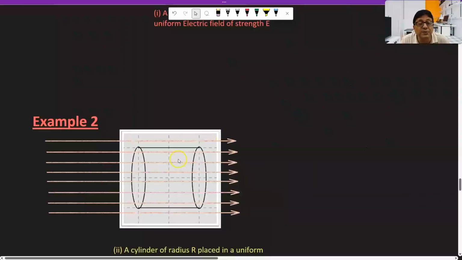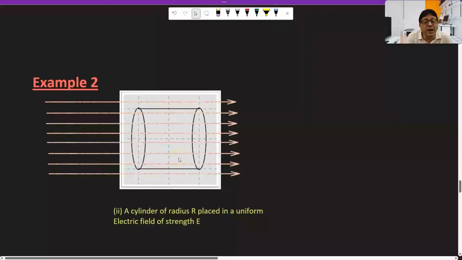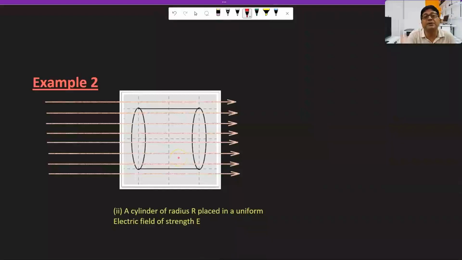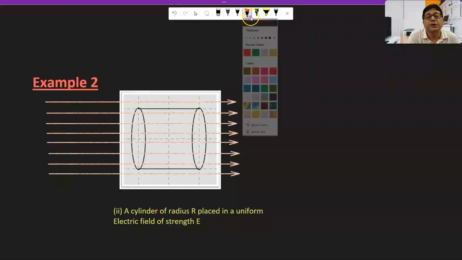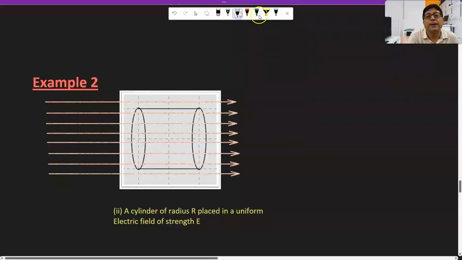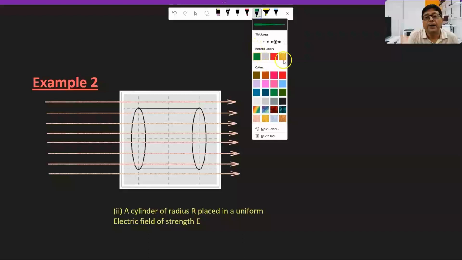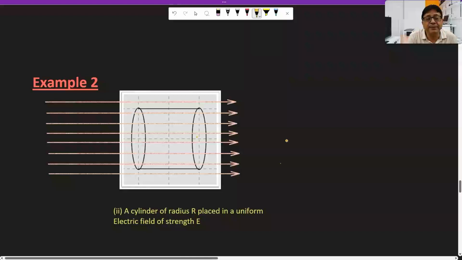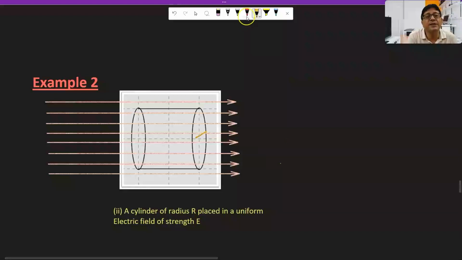Let us consider this one. Cylinder of radius R placed in a uniform electric field of strength E. The question is, what is the inward and outward flux in this case? See, the concept is similar to the concept we have already discussed. Area is pi R square. This portion, area vector is along the direction of the field. Am I correct? E vector, A vector same direction.